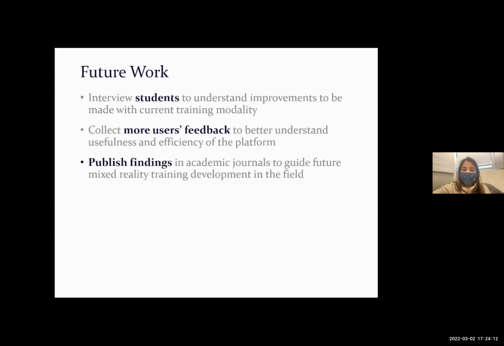We will interview students to understand improvements to be made with their current training modalities. And we will collect more user feedback to really better understand the efficacy of the platform that we created. And lastly, we will publish findings in an academic journal to really guide mixed reality training development in this field.